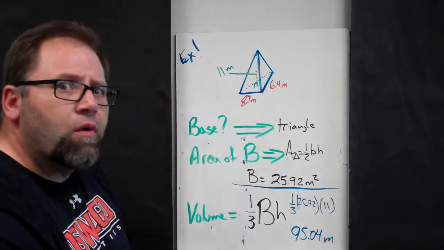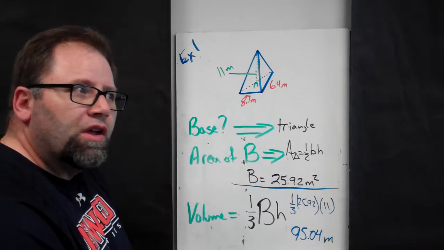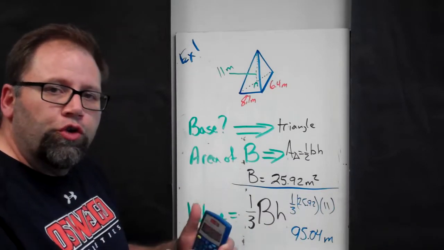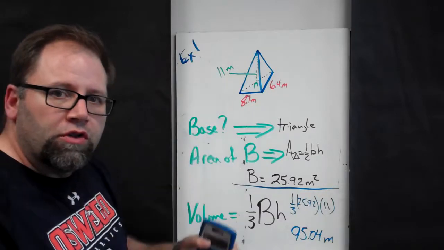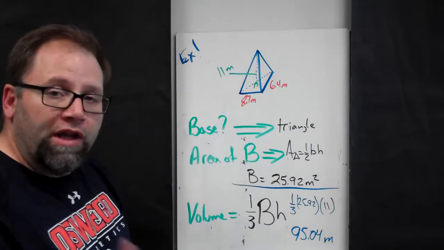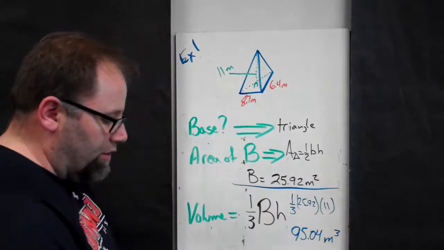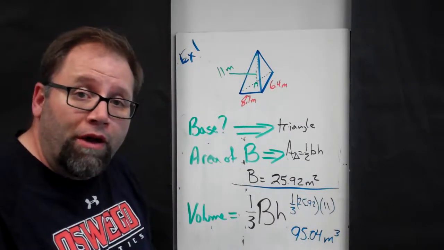Meters what? Is it squared? Are we thinking of a flat area? Or cubed, how many little cubes could we fit in there? You're right, it's cubed. So we get 95.04 meters cubed. Now don't be overwhelmed by formulas.